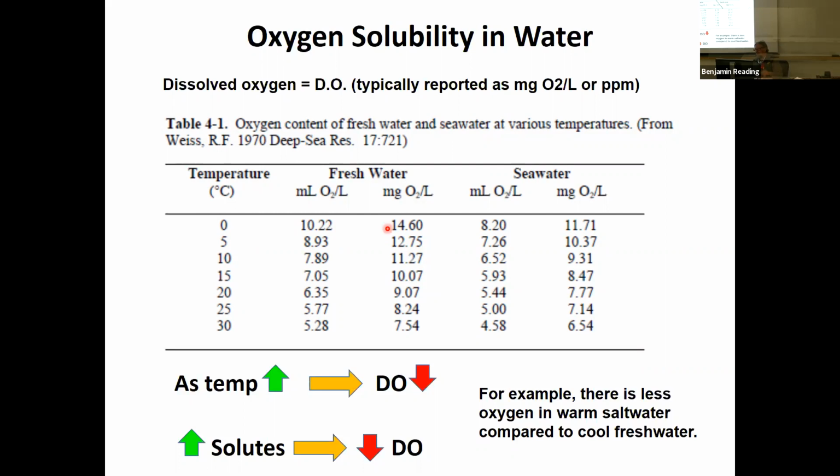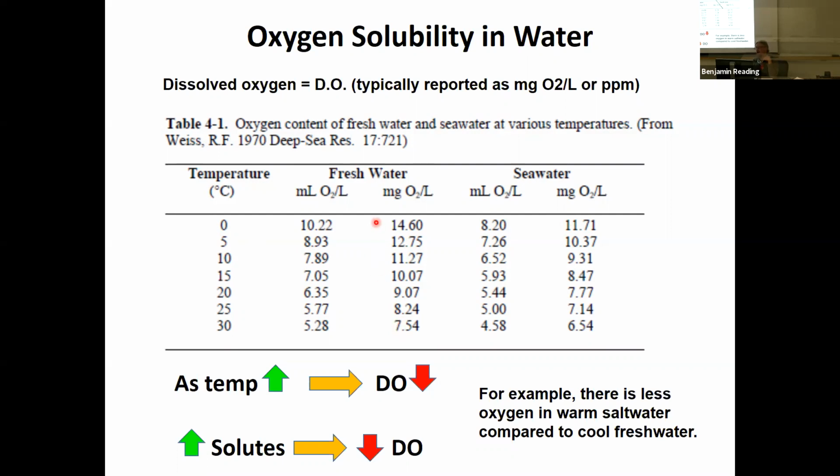So right at around freezing in fresh water, we have water containing 14 milligrams per liter of oxygen. However, at 30 degrees centigrade, which is a little over 80 degrees Fahrenheit, it's half that. And look at here, same with salt water, 11 to 6. So what this means is from 0 to 30 degrees, a 30 degrees centigrade shift, we have half the dissolved oxygen.